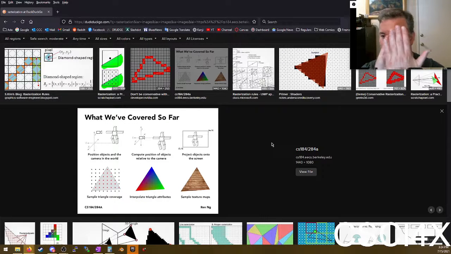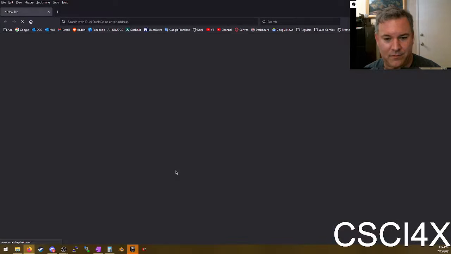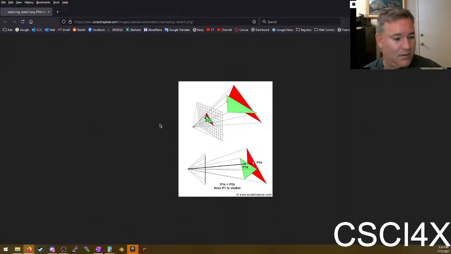So if you have two triangles, one's in front of the other, which one gets drawn? Right? Here's a good example of it. What do you guys think?